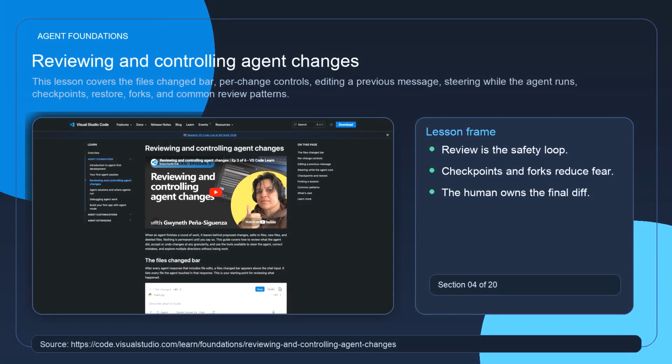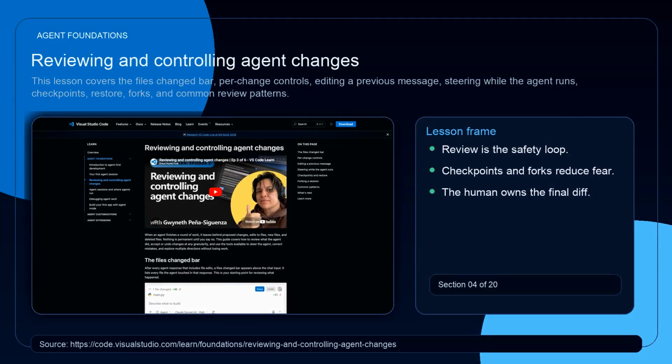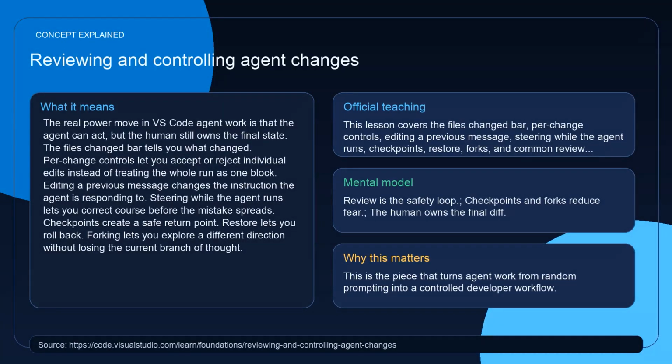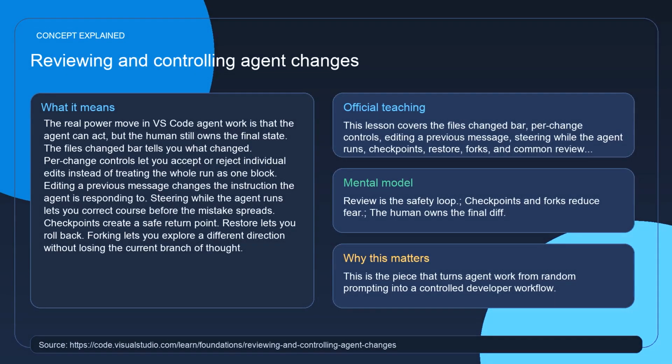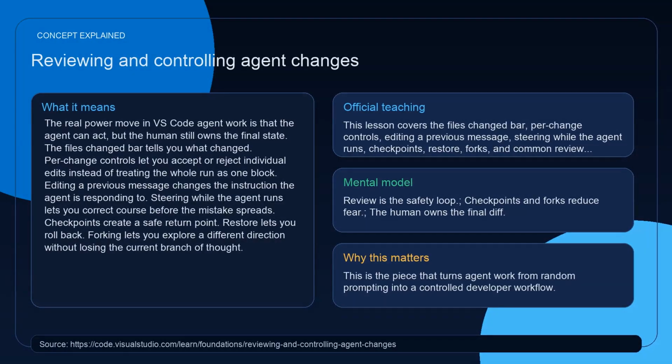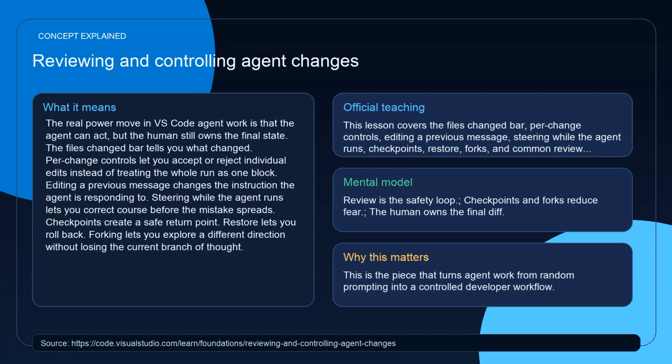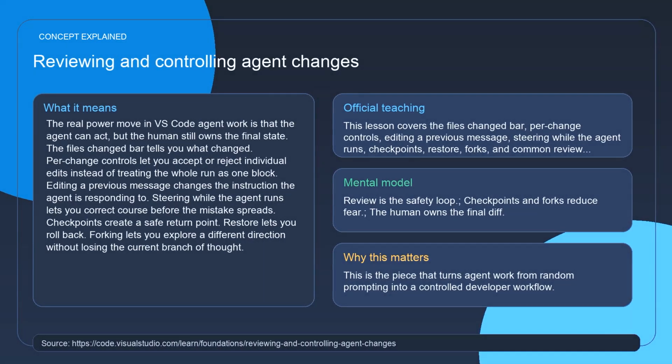Here is the real explanation. The real power move in VS Code agent work is that the agent can act, but the human still owns the final state. The files changed bar tells you what changed. Per change controls let you accept or reject individual edits instead of treating the whole run as one block.